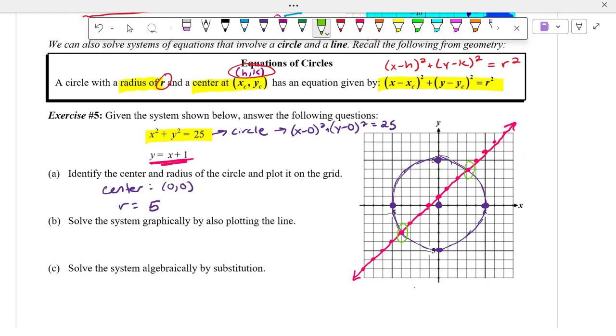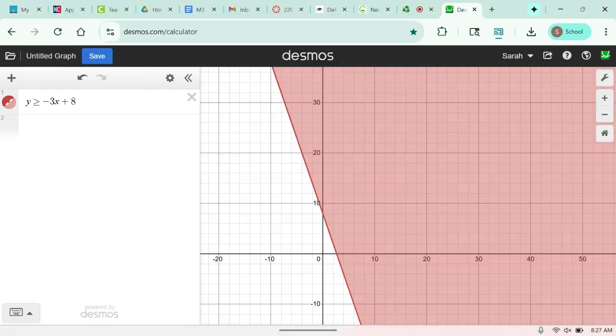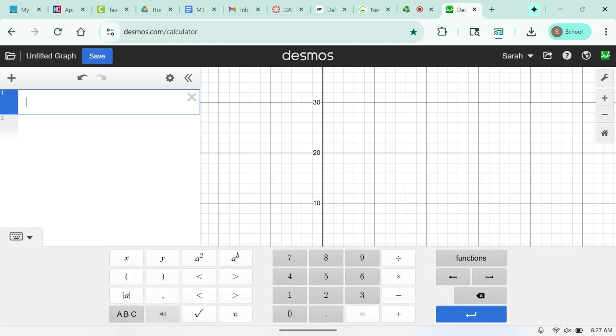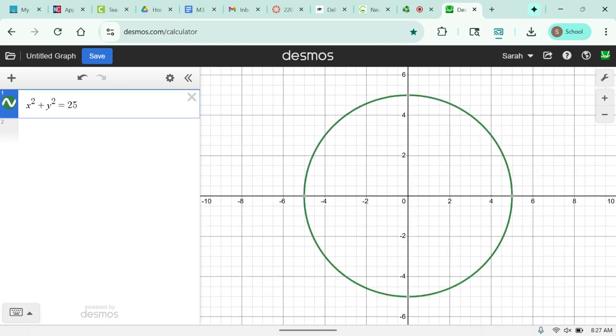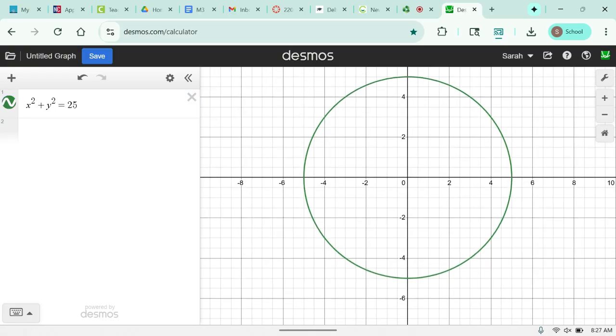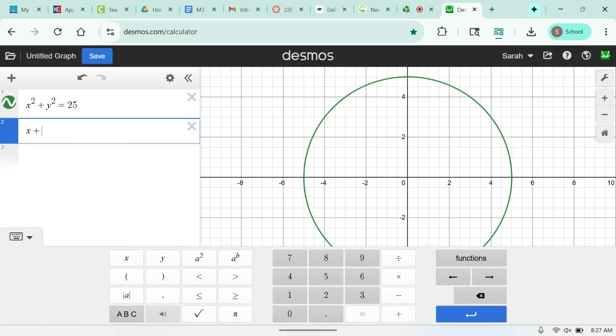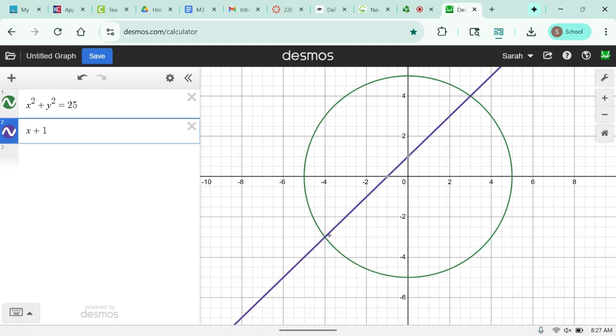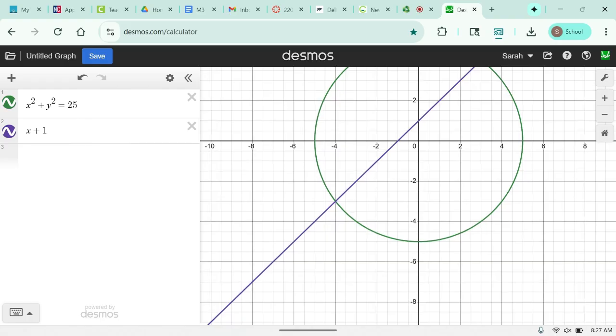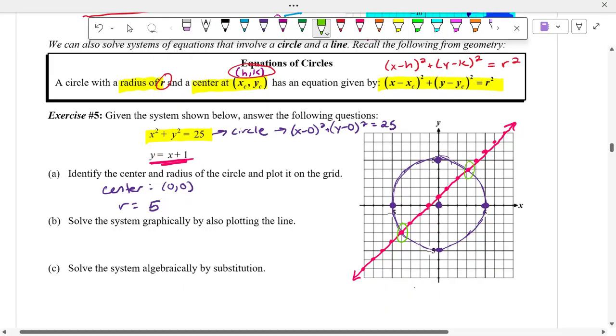Now, because I didn't draw this circle perfectly, I still want to check in Desmos to make sure I got it correct. So in Desmos, I want to type in my circle equation. So x squared plus y squared is equal to 25. And if you notice, it actually does make a nice circle for us. And then y equals x plus 1. So our points of intersection are at -4, -3 and 3, 4. I think I actually did that correctly on the circle. I cannot believe it. Yeah, I did.